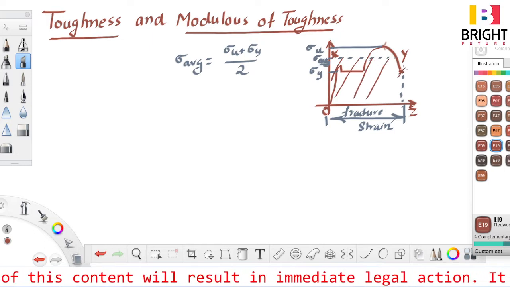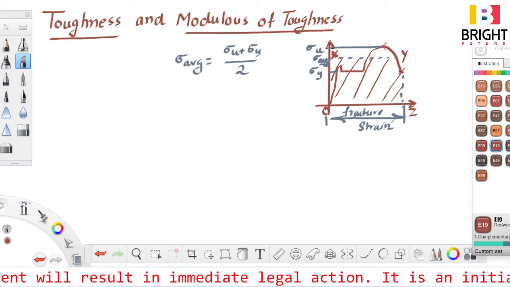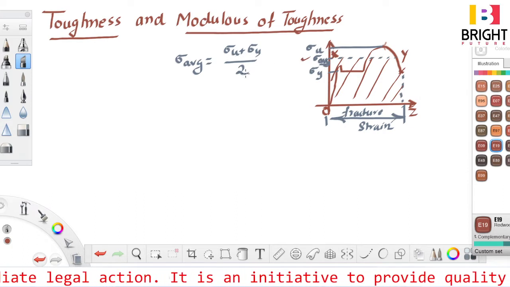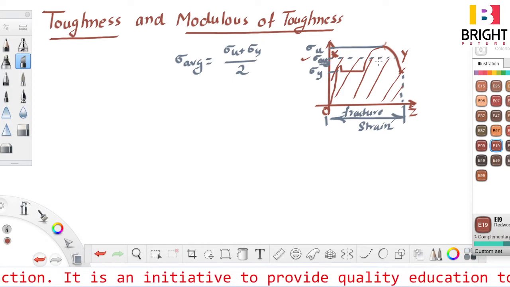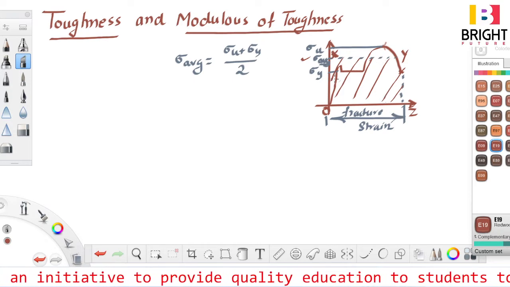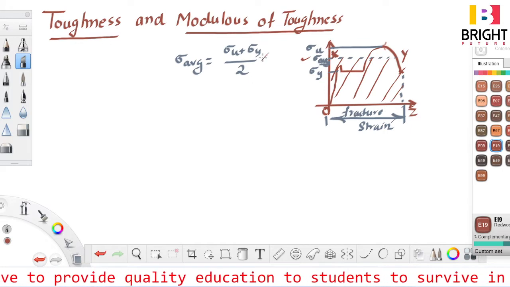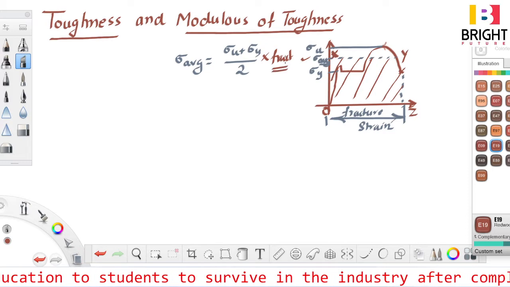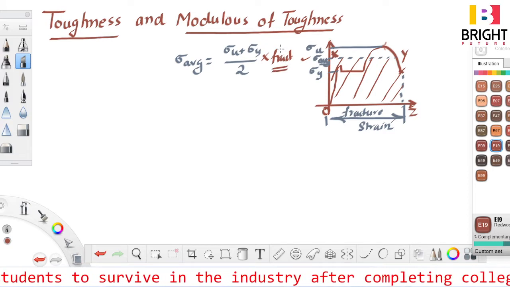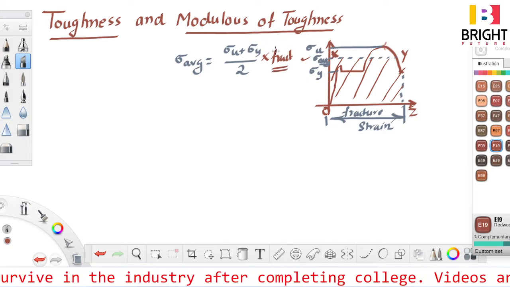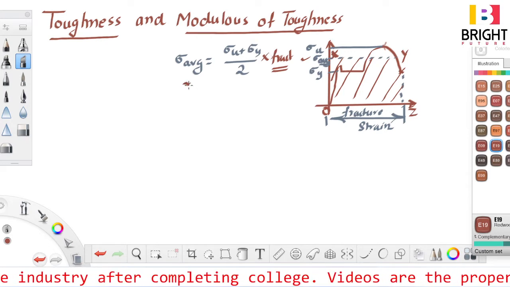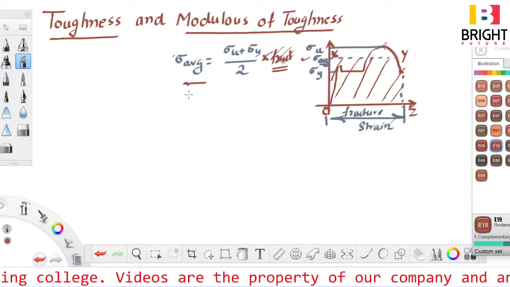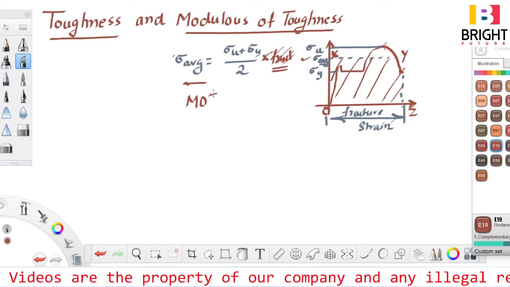Now in this rectangle, whatever the energy stored, this sigma average is calculated like sigma ultimate plus sigma y divided by 2, the average, multiplied with this length. This is the sigma average, multiplied with the fracture strain. So up to fracture strain, the energy stored in the material, sigma average times fracture strain, is known as the modulus of toughness.